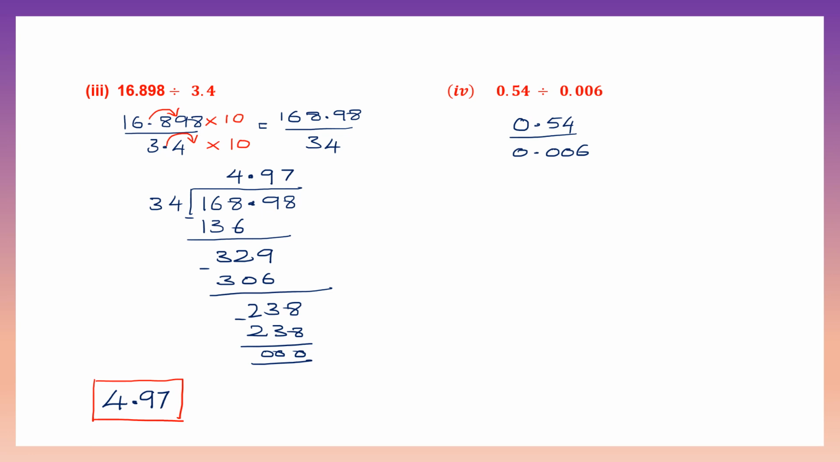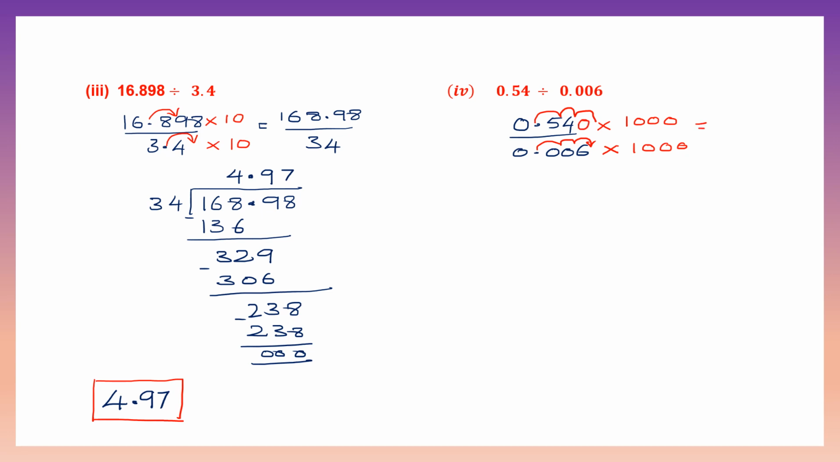That means it should become 6. So the point has to move 1, 2, 3 places. Only then it can become 6. So if it has to move 3 places, I should multiply by 1000 because 1000 has 3 zeros. So multiply this also by 1000. So here the point will move 1, 2 and one more place. So I put a 0.